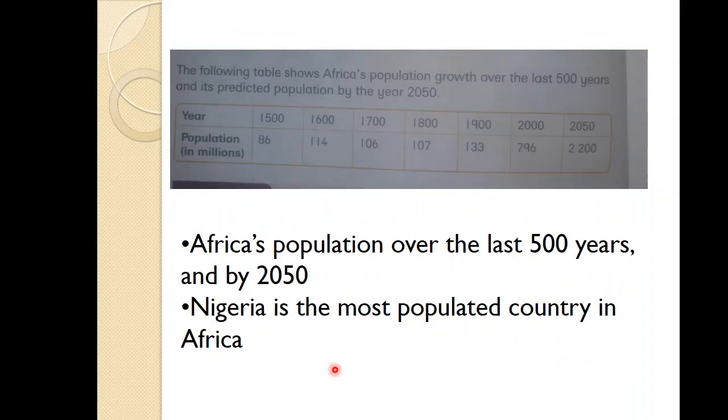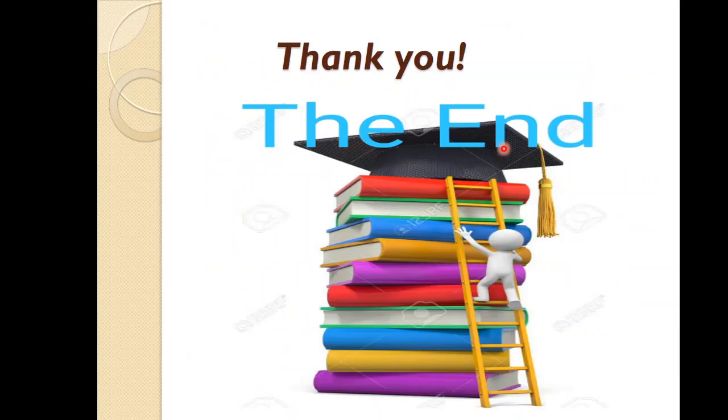So you are counting from 1500 and 1900. By how much has it increased? And then from 1900 to 2000, how much has it increased? From 133 million up to 700. How many million are between those ones?